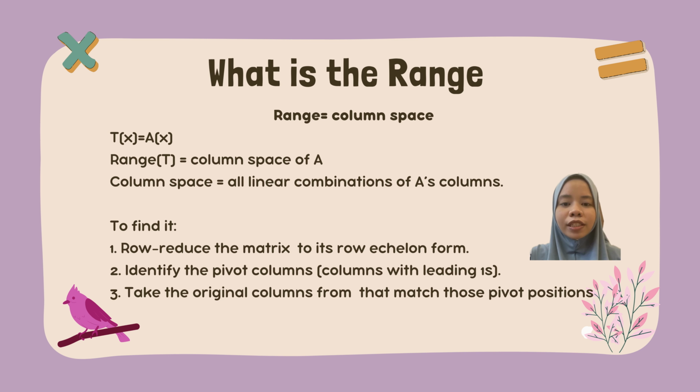So, range equals column space, as T(x) equals Ax, so range T equals the column space of A. This means the column space is all linear combinations of A's columns. To find it, firstly, row reduce the matrix to its row echelon form. Secondly, identify the pivot columns. And thirdly, take the original columns from A that match those pivot positions.